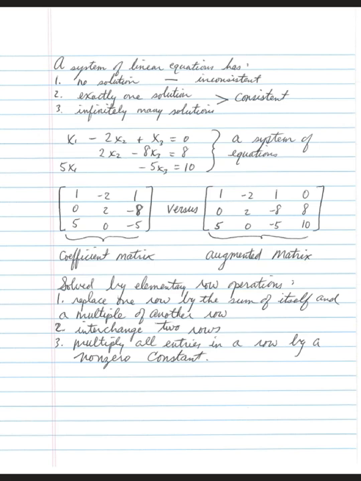And I'm just going to start up here. A system of linear equations has three outcomes: no solution, exactly one solution, or infinitely many solutions. The bottom two, if there is a solution, whether it's exactly one or infinitely many, is considered a consistent system of linear equations. If there's no solution at all, we're going to call it inconsistent.